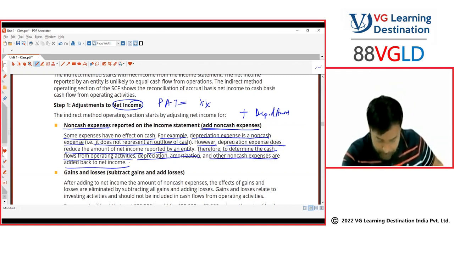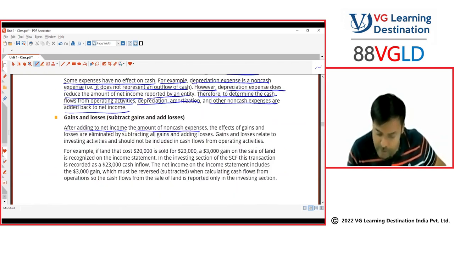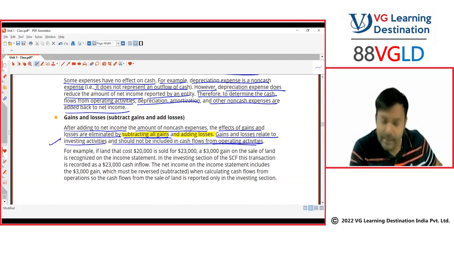Okay, everyone. Similarly, after adding the non-cash expenses to the net income, the effect of the gains and the losses is eliminated by subtracting all the gains, everyone, and adding the losses. Whatever losses you have, you add them back. Gains and the losses relate to the investing activity, and they should not be included in the OA because you are already capturing this in the investing activity.